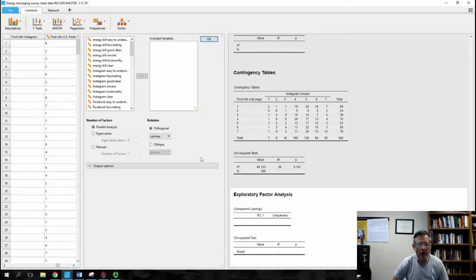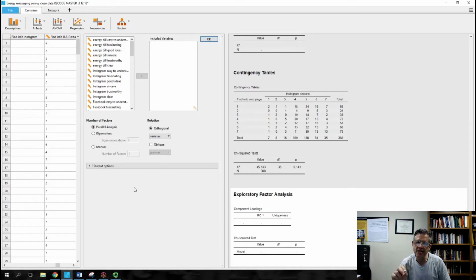If you look down orthogonal, these are all different types of rotations. It gets a little complicated. I've used Varimax a lot. I think it's used a lot in social science. So click Varimax. Again, as it rotates, it's going to look for dots to fit. Many times in factor analysis, we look at eigenvalue. Eigenvalue is the power of the cluster.